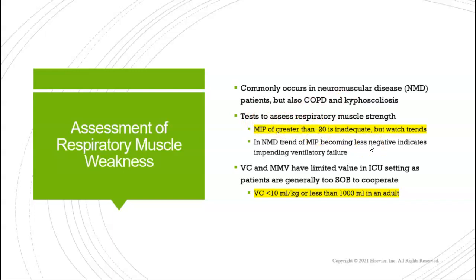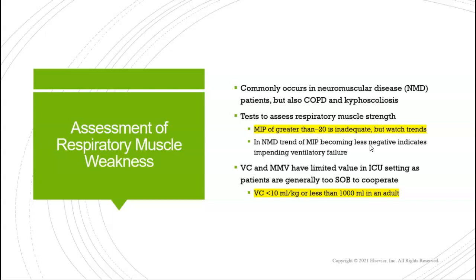you suspect the patient might have an issue with muscle fatigue, you want to get a MIP and a vital capacity on them. So a MIP of greater than -20 is inadequate, but watch trends. So greater than -20 means if it's more positive. So -15, -10, -5, those are all greater than -20. Okay, mathematically speaking.